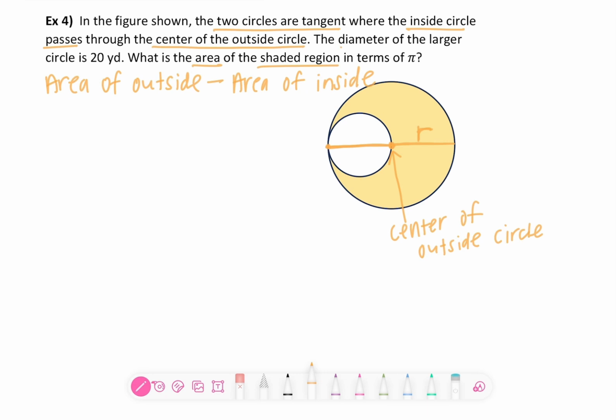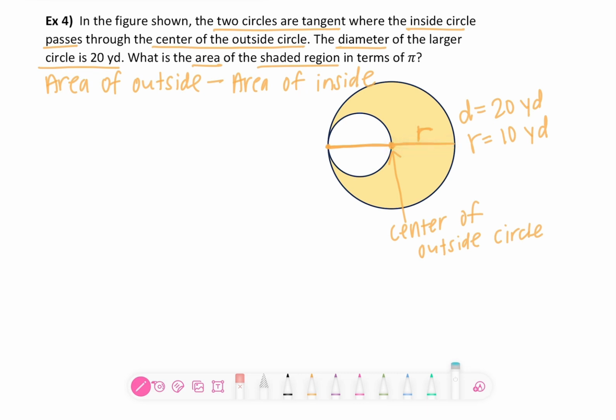What it gave us was that the diameter of the larger circle is 20 yards. So this diameter is 20 yards, which means its radius is half of that. Its radius is 10 yards, right? So that distance is 10 yards right there.